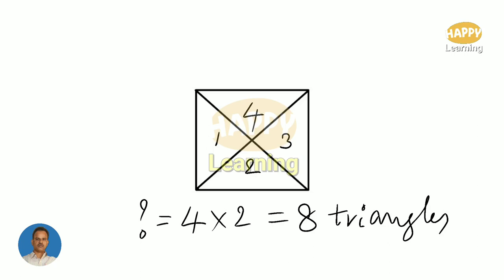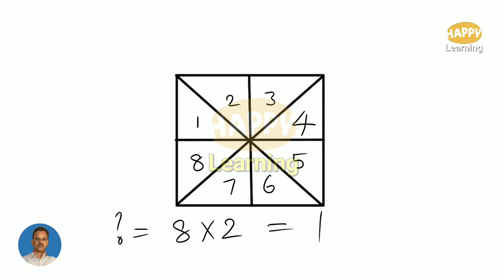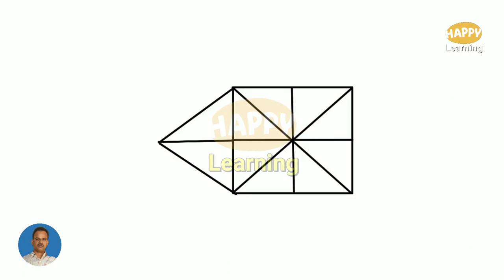Okay, right. Similarly, another model. Here, if you give the numbers 1, 2, 3, 4, 5, 6, 7, 8, you have got 8 small triangles appearing directly. In this case, the total number of triangles is given by 8 into 2 is equal to 16. So this is the answer. In this model, 8 into 2 equal to 16. Next we will move to the next model.